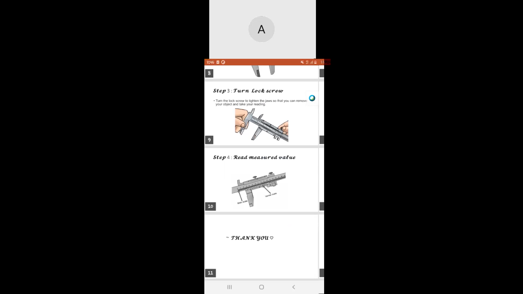A quick guide on how to read a Vernier caliper. A Vernier caliper outputs measurement readings in centimeter and is accurate up to 2 decimal places. Example: 1.2 centimeter. We have to note that the measurement reading techniques described in this post are similar for a Vernier caliper with measurement readings in inches. Thank you.